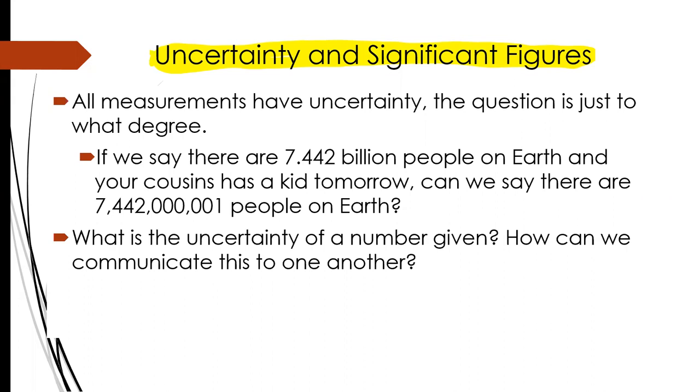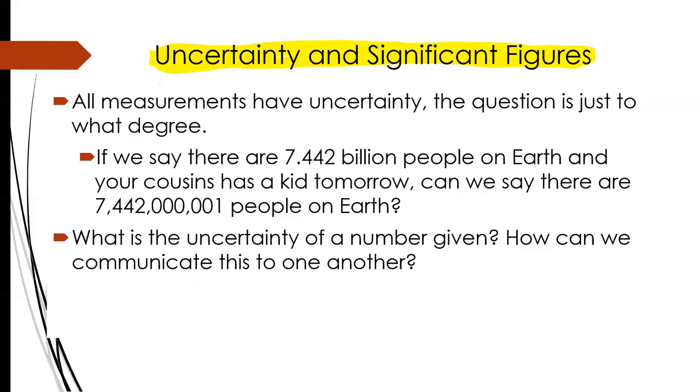So all measurements have some amount of uncertainty. The question is just to what degree, right? So when you measure something, we have those two types of numbers. We have exact numbers, which means that there's no uncertainty with them. It means we're certain of that whole amount. So when we count the number of eggs inside of a carton, we know that there are 12 eggs in there. There's no uncertainty about that. When you use 2 of them, you know that there's 10 eggs in there, right? That's an exact number.